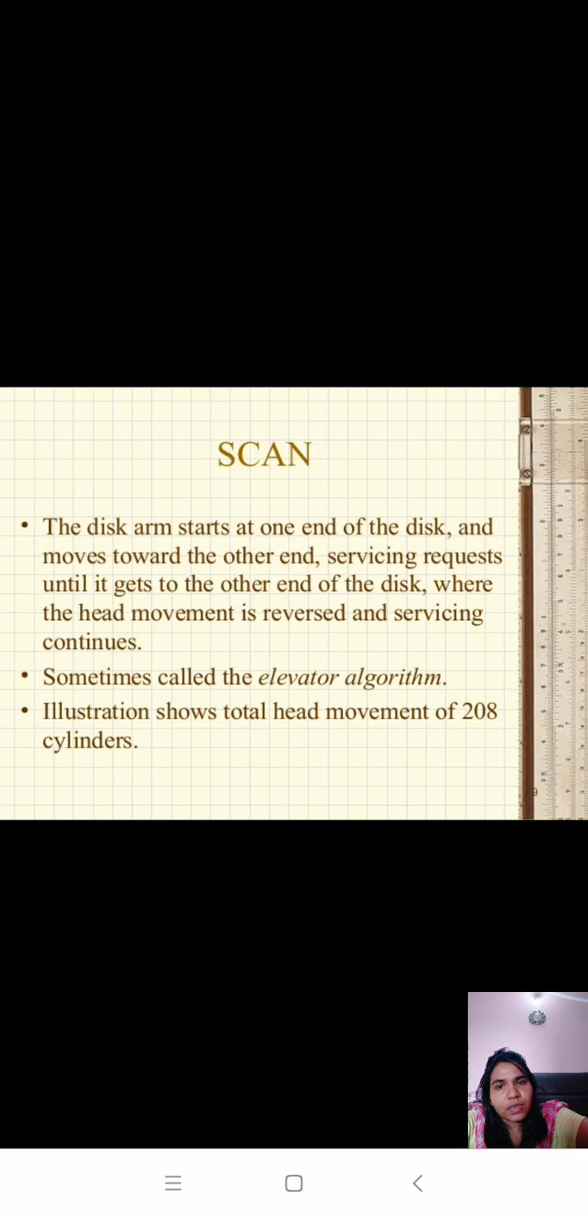Okay, now we have the SCAN scheduling algorithm. Sometimes it is also called the elevator algorithm.